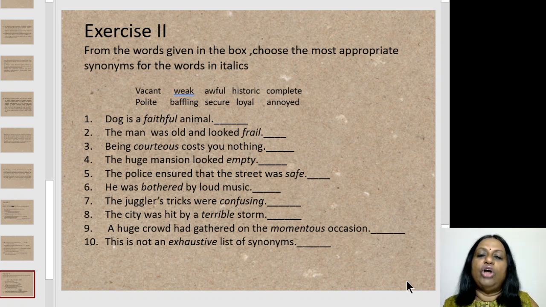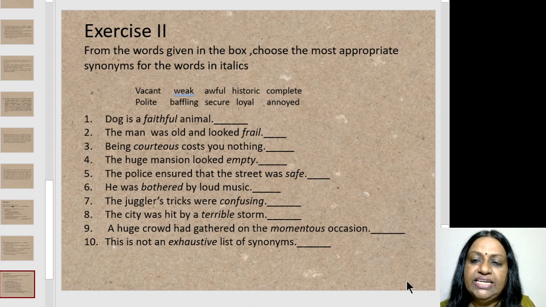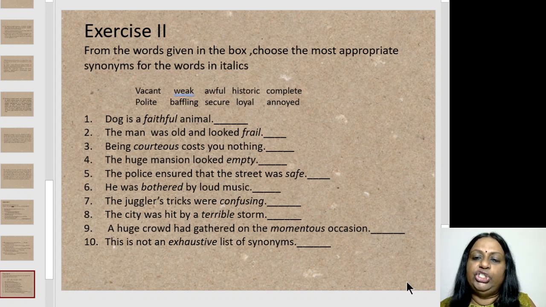Okay, let's move on to the fifth one. The police ensured that the street was safe. We need an appropriate synonym for the word safe from the list of words that has been given to us. So what are we going to pick up? Let's just have a look at all the words that have been given to us. Let's pick up secure. The police ensured that the street was safe. The police ensured that the street was secure.